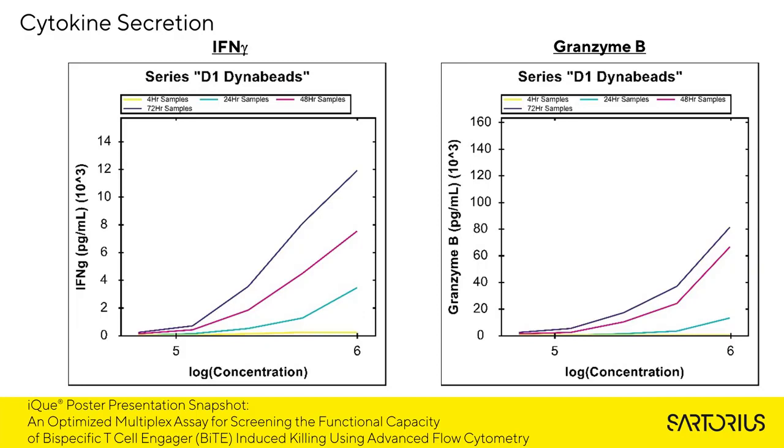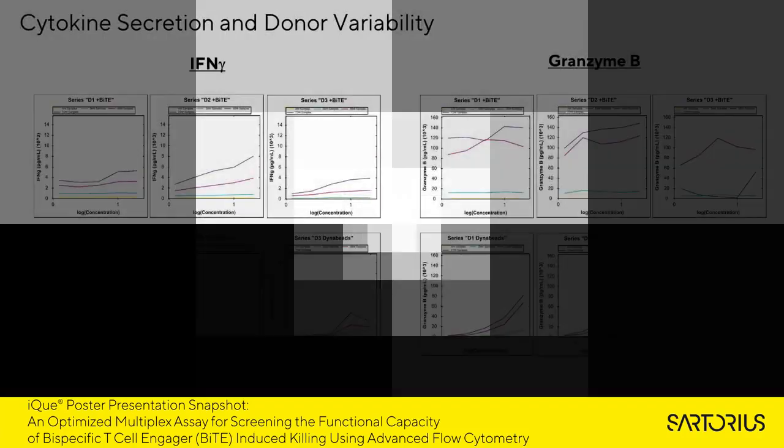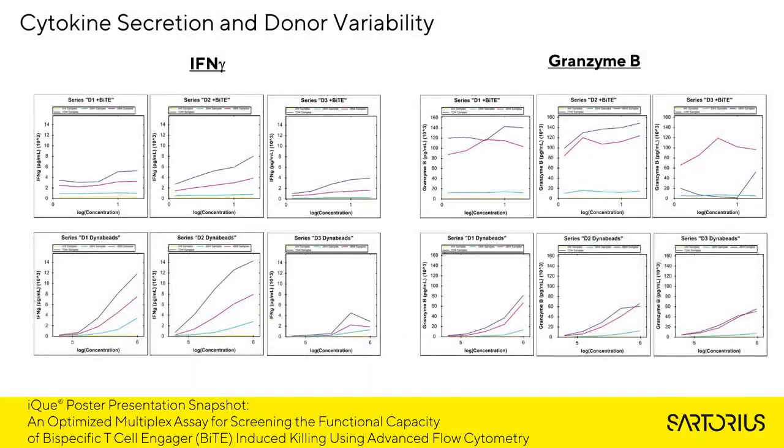Interferon gamma is an inflammation marker, and the presence of granzyme B indicates killing is in process. For each donor series, the yellow line represents 4 hours, turquoise is 24 hours, magenta is 48, and dark purple is 72 hours. Here are the 3 different donors and the measured amounts of interferon gamma and granzyme B with varying positive bite or dynabeads concentration.